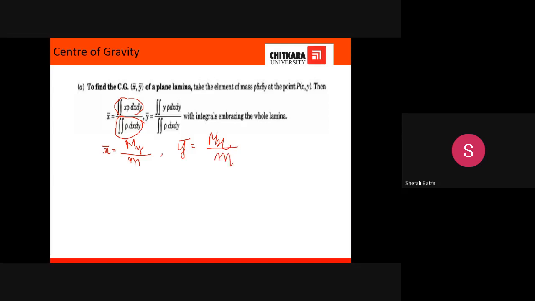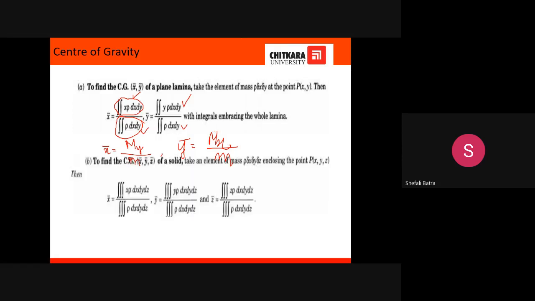Right? So for finding this centroid, you need to find out moment as well as mass. If you are finding x bar, you'll be writing moment about y-axis, and for y bar the moment about x-axis. Right? Similarly, in a solid, x bar is equal to triple integration x rho dx dy dz upon triple integration rho dx dy dz. Similarly for y bar, similarly for z bar. Right?